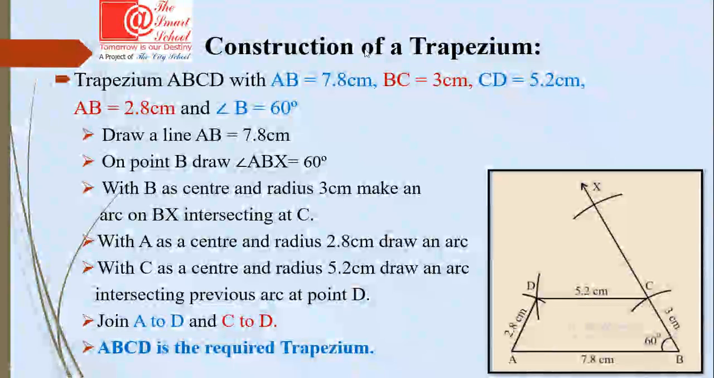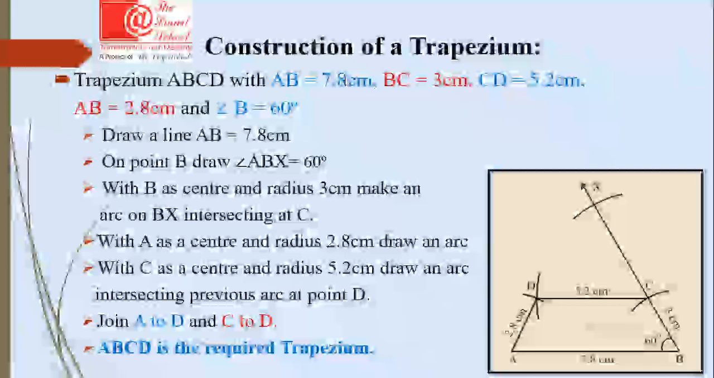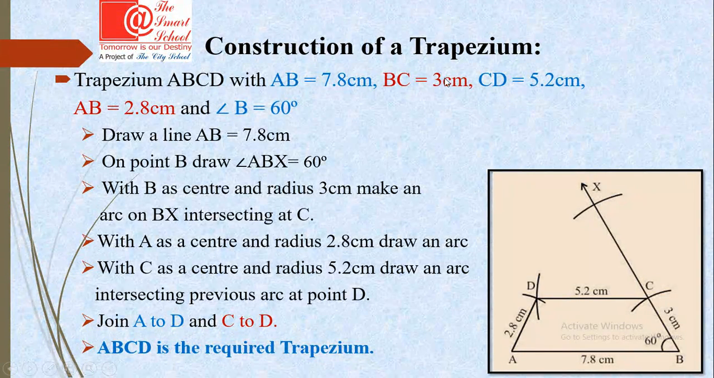Now construction of a trapezium. Trapezium ABCD with AB 7.8 centimeter, BC 3 centimeter, CD 5.2 centimeter, AD 2.8 centimeter and angle B is 60 degree. So first of all, construct line AB 7.8 centimeter. Then on point B, construct an angle of 60 degree with the help of protractor and extend the line till X. Now take the compass, open it 3 centimeter from B, make an arc.